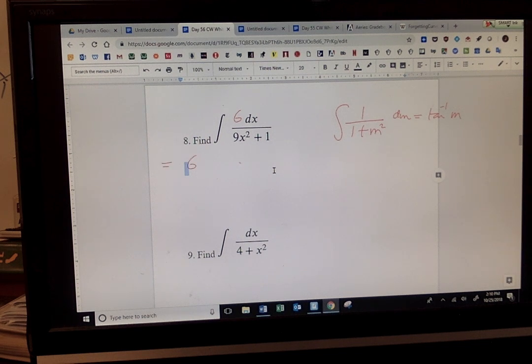So should I pull out a 6? I'm rewriting it. Is everybody okay there? Why? Because I'm making my expression look closer to that guy. Is that clear? My goal is to make this guy look like that.